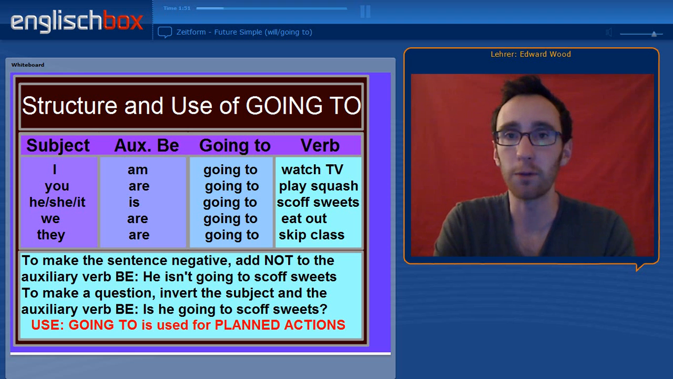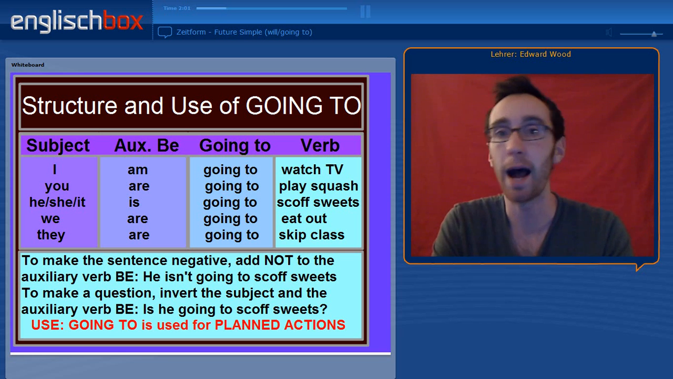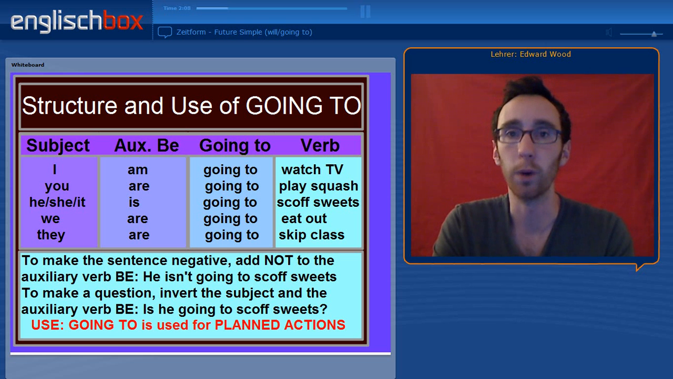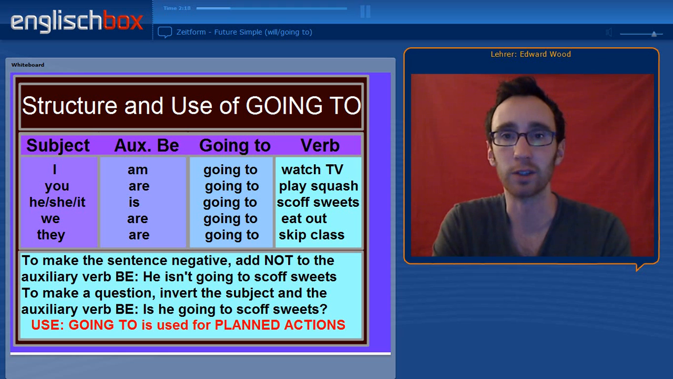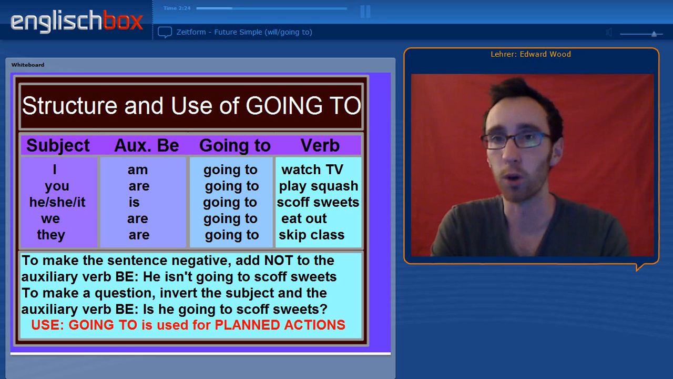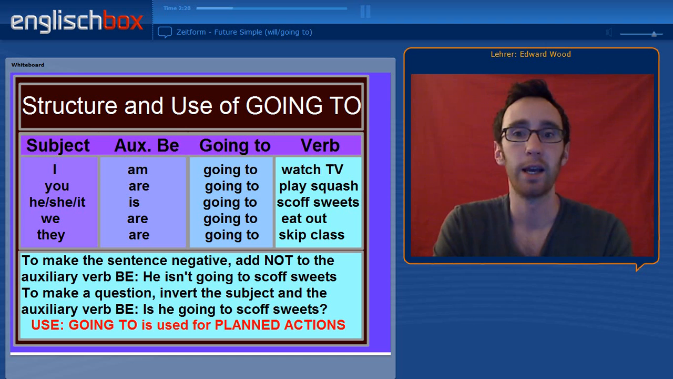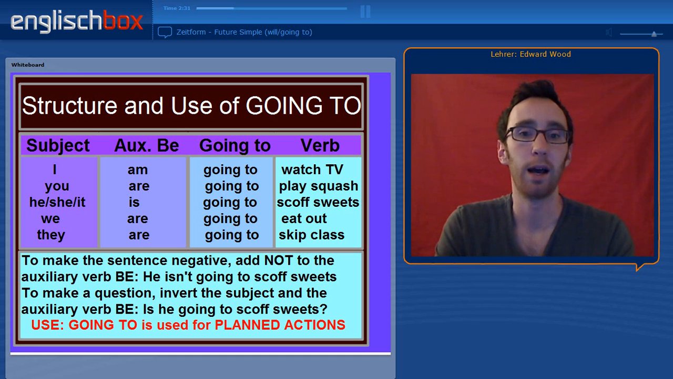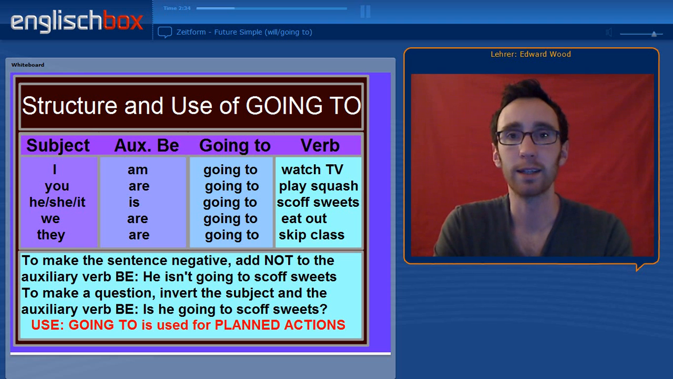Now in conversation, we often make a number of contractions. The first contraction we make is with the subject and the verb to be. So I am becomes I'm, you are, you're, he is, he's, we are, we're, and they are, they're. Secondly, we make a contraction with going to. Instead of saying going to, it's very common to say gonna. So the sentence becomes, I'm gonna watch TV, you're gonna play squash, he's gonna scoff sweets, we're gonna eat out, and they're gonna skip class. Notice that there is less emphasis on the gonna than on the main verb.